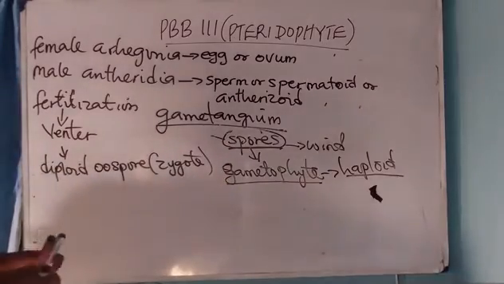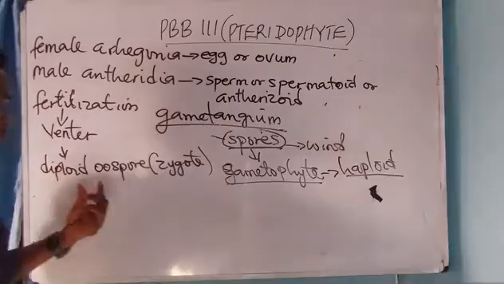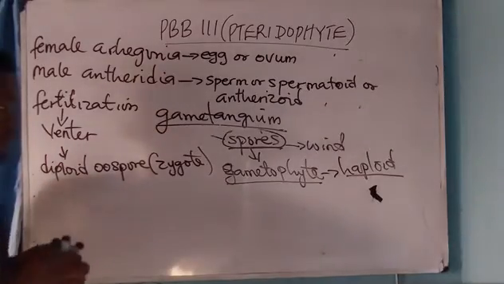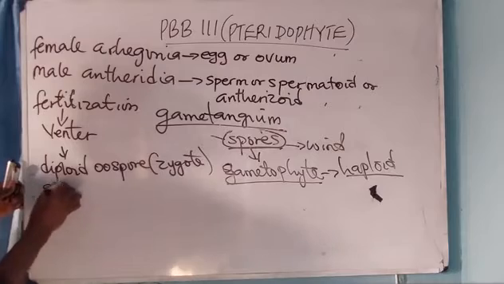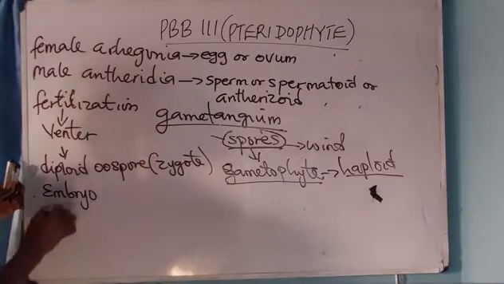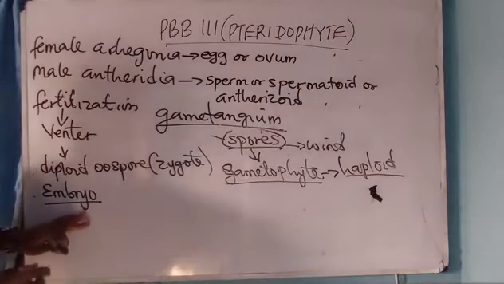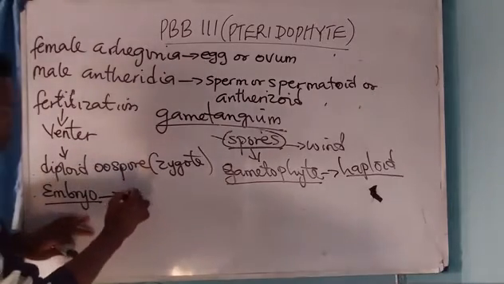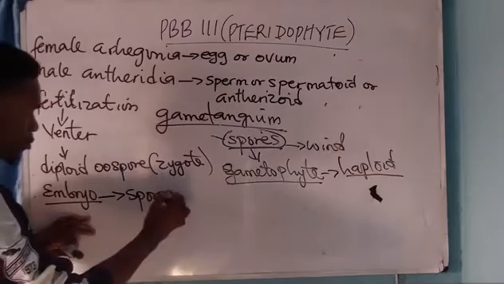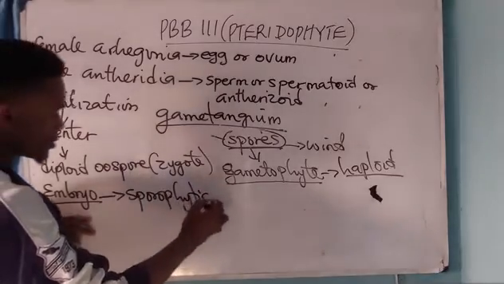Now, as soon as this zygote is produced, or as soon as this diploid oospore is produced, it develops into what is called embryo. It develops into what? Embryo. Now, this embryo grows into the sporophytic stage.